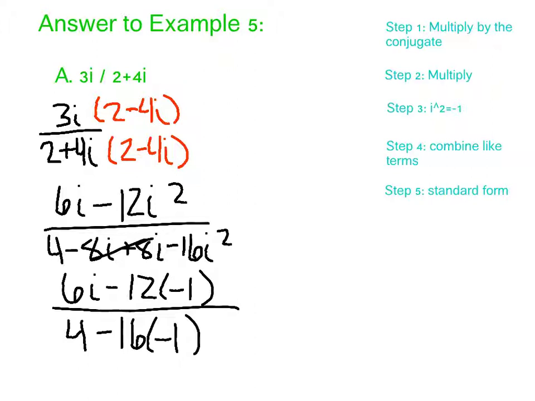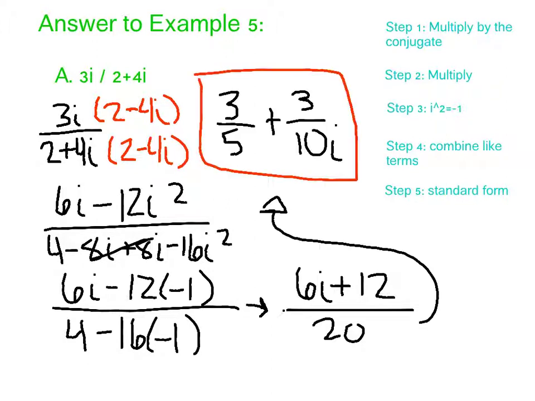Step 3 is to change i squared into -1, as I did for -12i squared and for -16i squared. The fourth step is to combine all like terms, as I did for 4 plus 16. And the final step is to put it all back into standard form, as I did by our solution is 3 over 5 plus 3 over 10i.